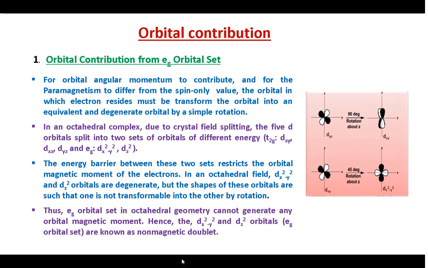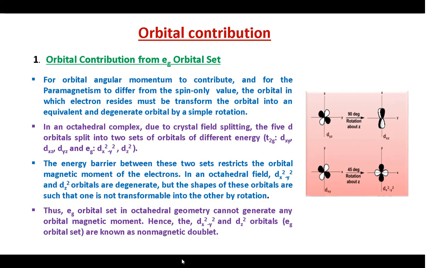In all octahedral complexes, due to crystal field splitting, the 5d orbitals split into two sets of orbitals of different energy, that are t2g and eg. The energy barrier between these two sets restricts the orbital magnetic moment of the electrons. The degeneracy between the dxy and dx²-y² orbitals is also removed. That transformation of dxy to dx²-y² is now restricted.